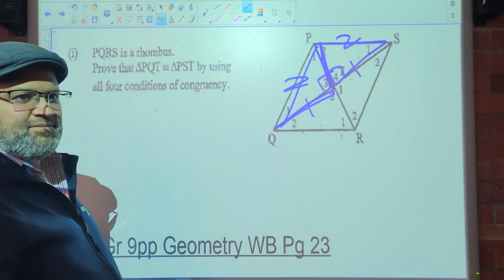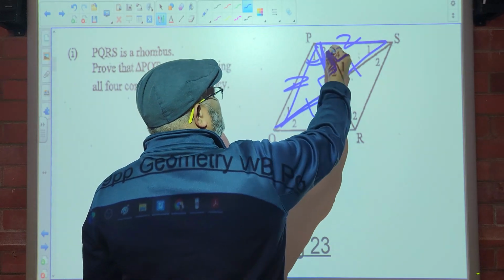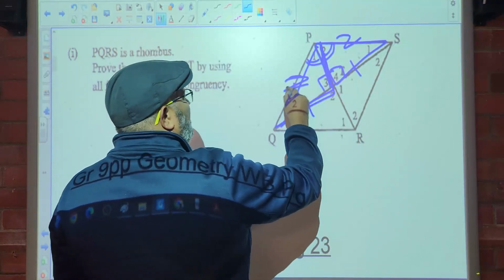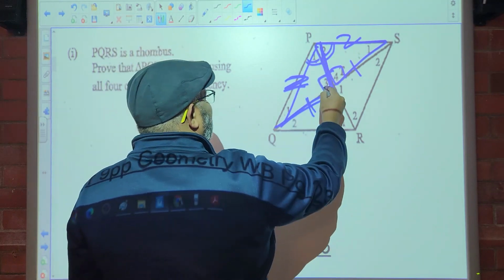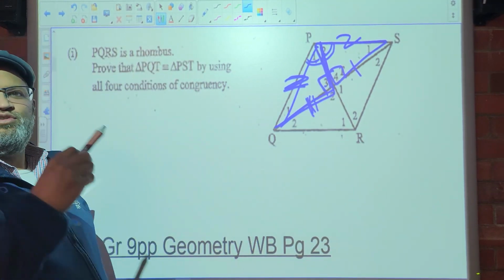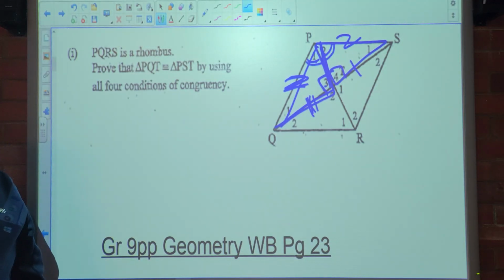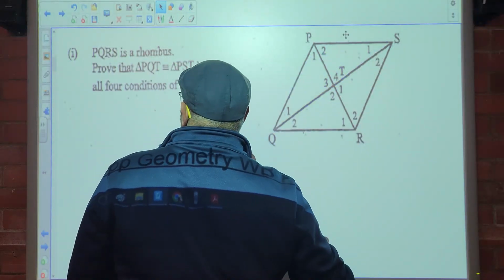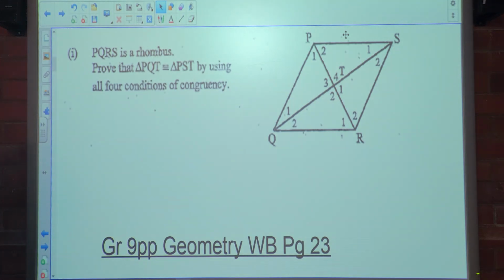Side, side, side, not so? Or I could have gone side, angle, side, because that angle is equal to that angle. Or I could have gone RHS. Or I could have gone angle, angle, side. I could have actually used all 4 cases of congruency here. Any one of it would have gotten me the full mark anyway. You guys understand? Alright, so let's go, by using all 4 cases of congruency.